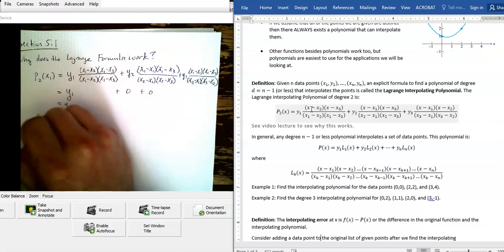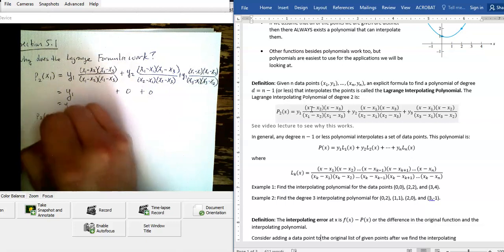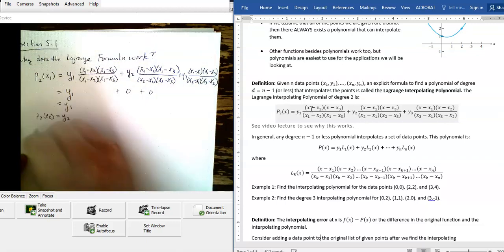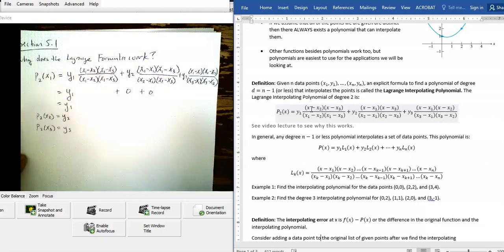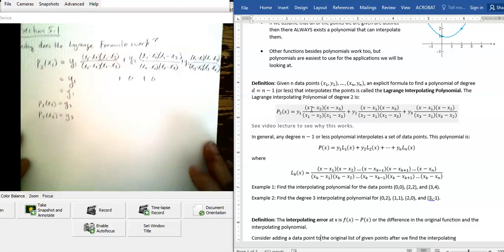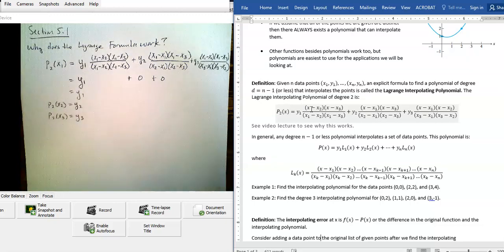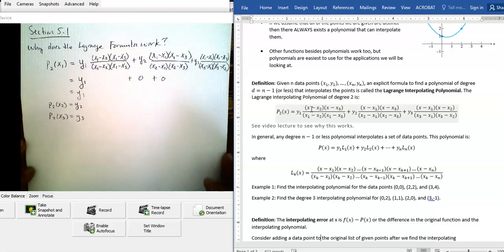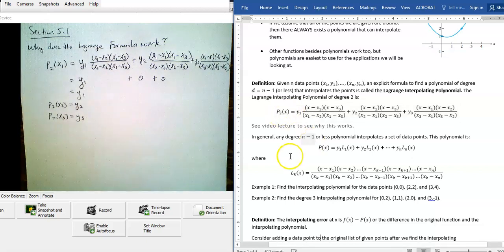Similarly, if you do the same thing, P2 of x2 would equal y2, and P2 of x3 would equal y3. Okay. We're not concerned with any other points outside of that because we weren't given them initially. Okay. So you can see here the general formula for an interpolating polynomial. Any degree n minus 1 or less polynomial interpolates a set of data points.